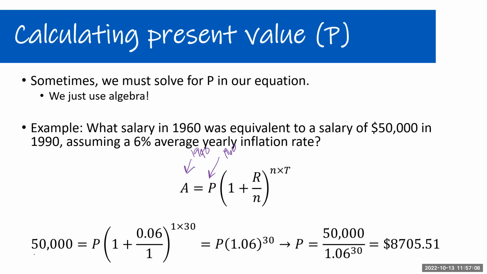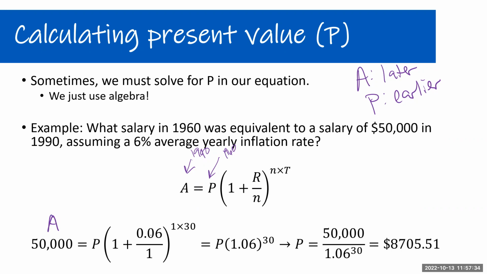We know that the salary later, it's always a good idea to know that A is going to be later and P is going to be earlier. So in whatever context of the problem, A comes after P, okay? So here 1990 came after 1960. So A is going to be our $50,000. We don't know what P is. We want to know how much we would have to have made.